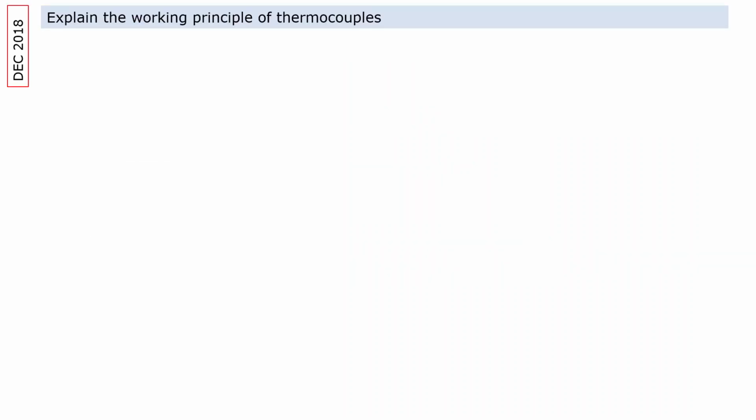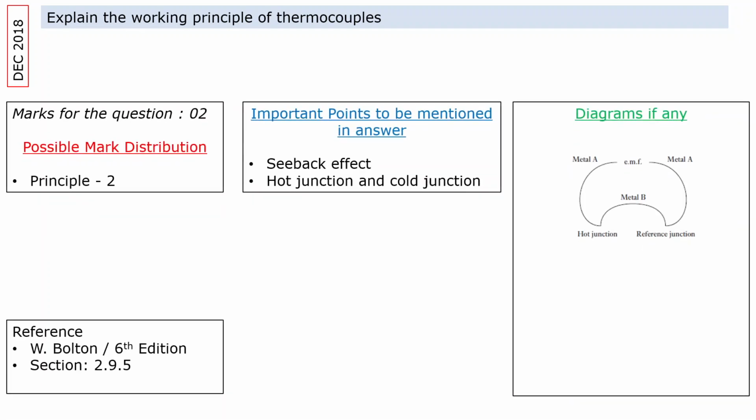The first question is: explain the working principle of thermocouples. The marks for this question was 2 marks. The possible mark distribution is that if you write about the principle of the thermocouple, you will get 2 marks. The important points which you have to mention here are the Seebeck effect of the thermocouple, and you have to mention the hot junction and the cold junction. And you can supplement your answer with a diagram.